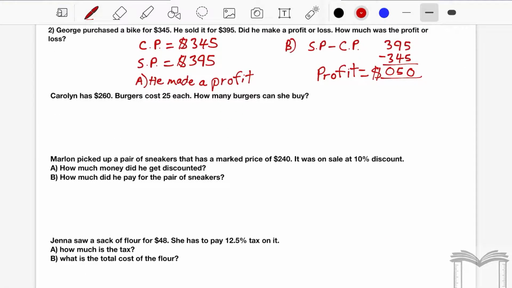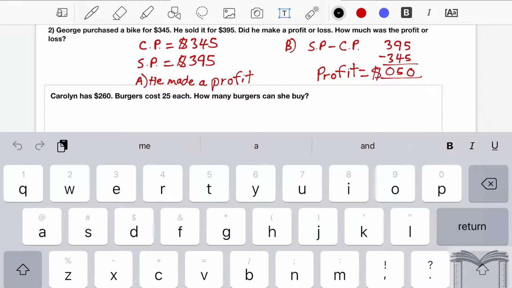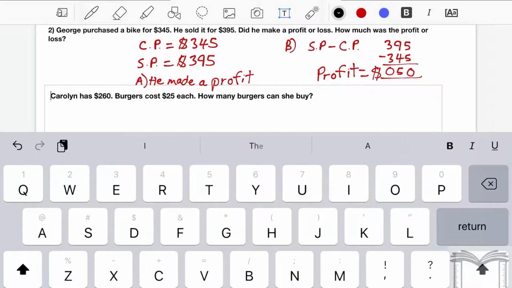Number 3. Carol has $260. Burgers cost $25 each. How many burgers can she buy? So we can divide the total. So let's just fix this here. It's supposed to be cost $25. And this is number 3.